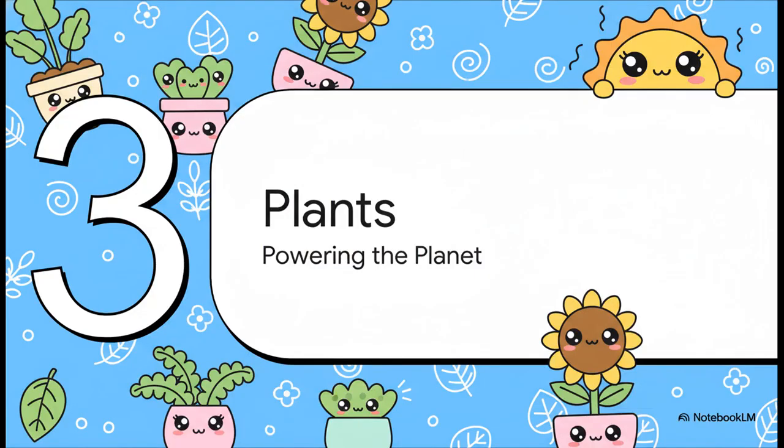Okay, let's zoom out again. We've just seen how a single cell keeps its internal world in balance. Now, let's look at how trillions of cells can work together in these big, complex, multicellular organisms. And for that, we're going to focus on plants, the incredible biological factories that power nearly all life on Earth by capturing the energy of the sun.